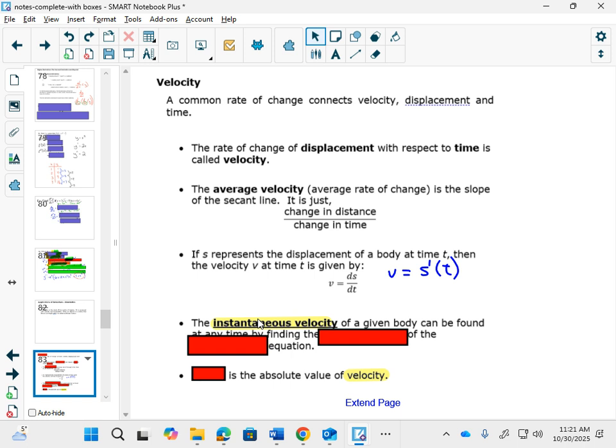Instantaneous velocity is your first derivative of displacement. So if you were able to graph a distance versus time graph, and you had an equation, if you find the derivative of that equation, that's your instantaneous rate of change of displacement over time. That's just velocity. And of course, if you take away direction, that's just your speed, which is the absolute value of velocity. Because sometimes velocity has a negative, like the same thing with acceleration.